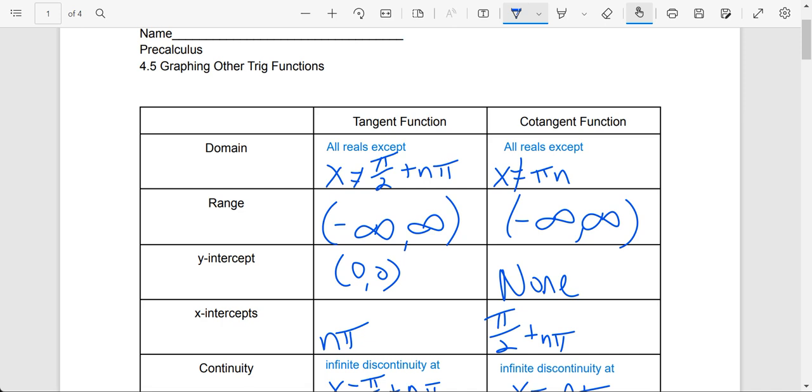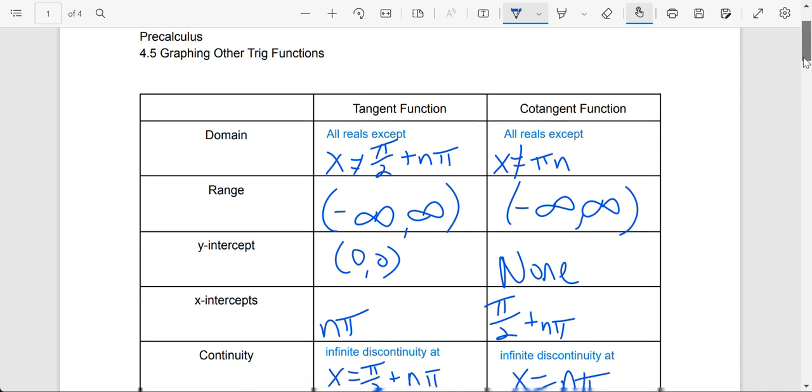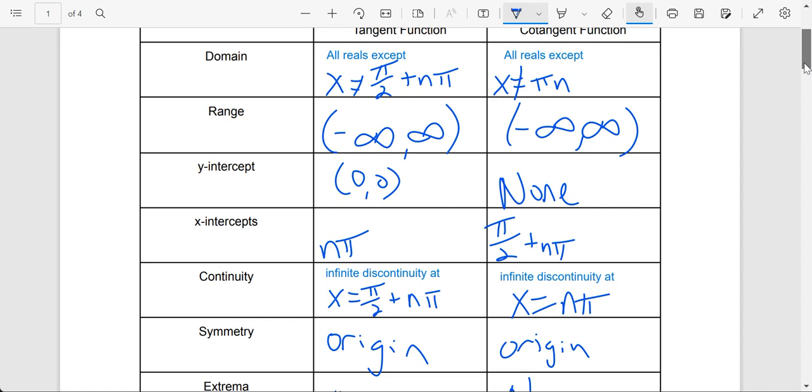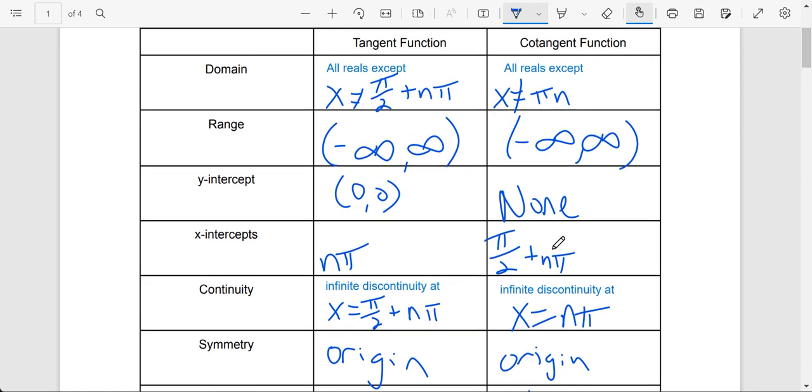Go ahead and pause the video, and I would recommend jotting down this whole table right here into your guided notes. One thing to note, anytime you see n, that's for any integer. Okay? I didn't want to throw in the fancy symbols, but it's for any integer n.